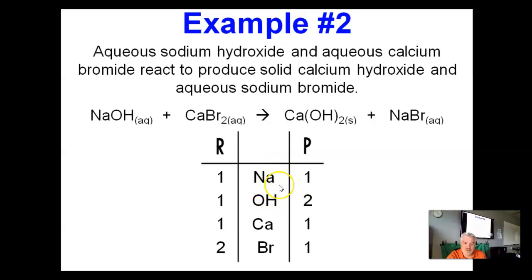So right off the bat, I want to jump in and look at these OHs. If I've got 2 here, I need 2 over here, right? So if I put a 2 in front of that, that gives me 2 OHs. And it's going to change my sodium to 2. So I've got to go and get 2 sodium over here, right? Because I've got 2 over here now, and if I just put a 2 in front of that, that gives me 2 sodium. And when we put the 2 in front of the NaBr, that gave us 2 bromine. So it's going to change this number down here to 2. And voila, just like that, we're balanced. So that's a balanced chemical equation.